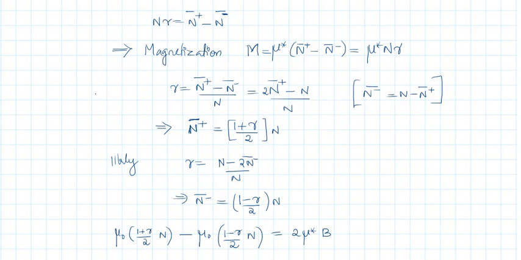NR is n plus bar minus n minus bar. So magnetization M is equal to mu star into n plus bar minus n minus bar, and that can be written as mu star into NR.